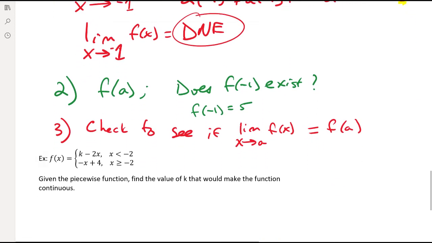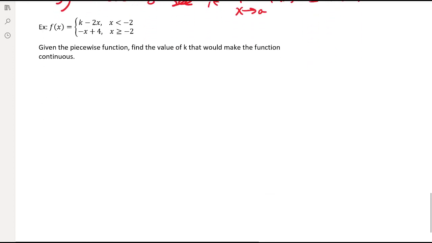All right. Last example here. Okay, so we have yet another piecewise function. So given this piecewise function, find the value of k that would make the function continuous. All right, so once again, we're going to have to use our definition of continuous functions to determine a value of k that will make that function continuous. All right, so what's the first part of our definition? Is that we need the limit from the left and right sides to agree, right? Because we need the limit from both sides to exist. All right, so let's do that first.